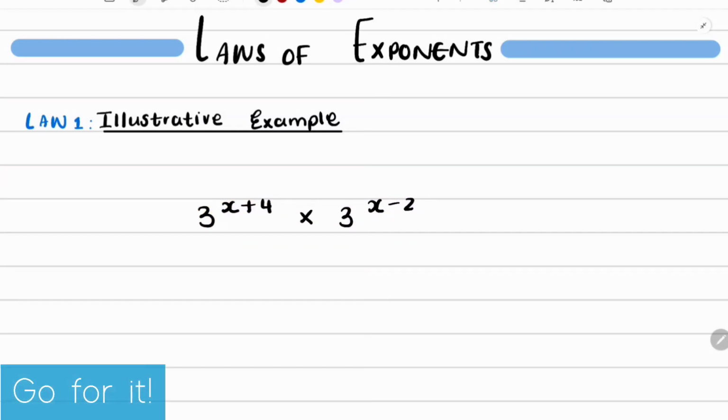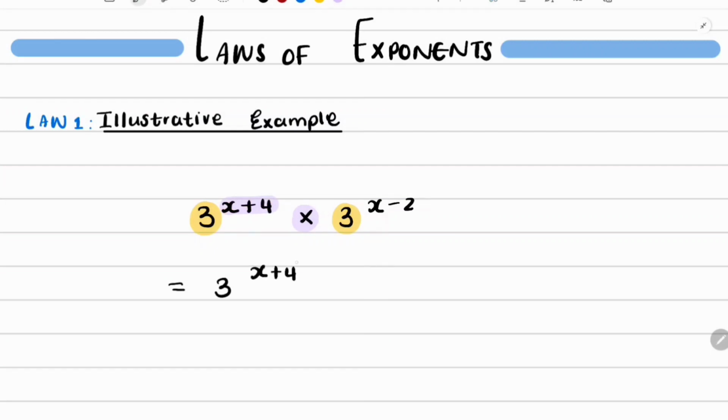In this example, we are given 3 to the power of x plus 4 multiplied by 3 to the power of x minus 2. Do you notice that we are multiplying first of all? And since we are multiplying and we can see that the bases are exactly the same, we're going to keep the base the same and then just add the exponents. So we have the x plus 4, we're just going to say x plus 4, and we're going to add this to x minus 2. We're going to say plus the x minus 2.